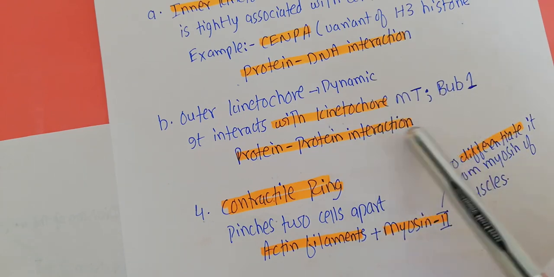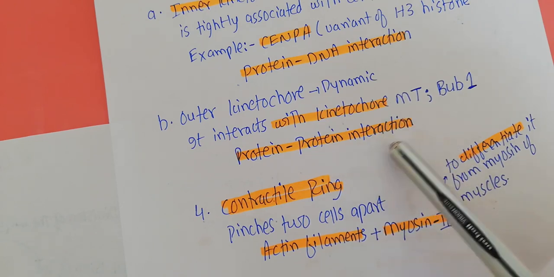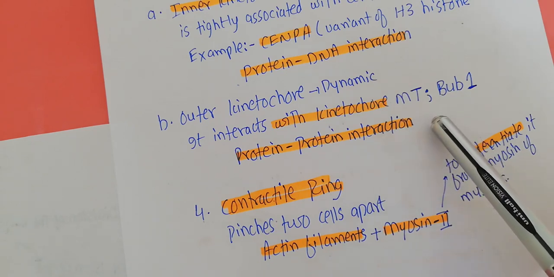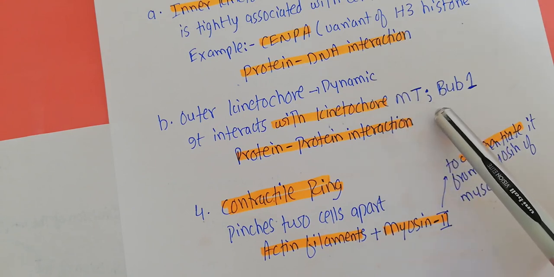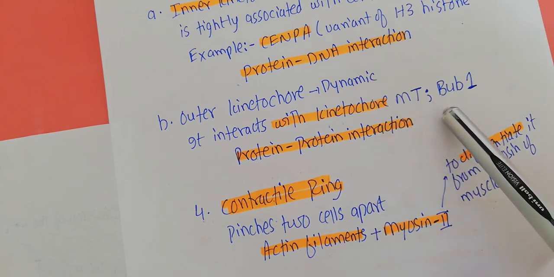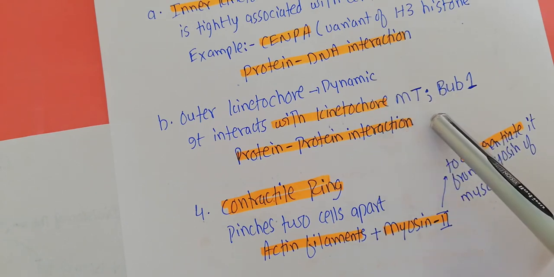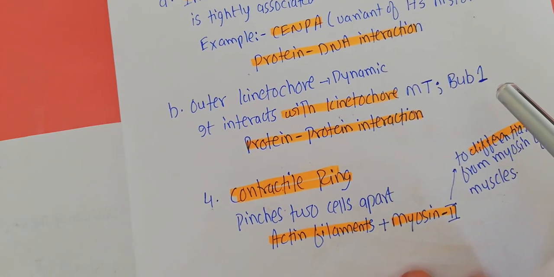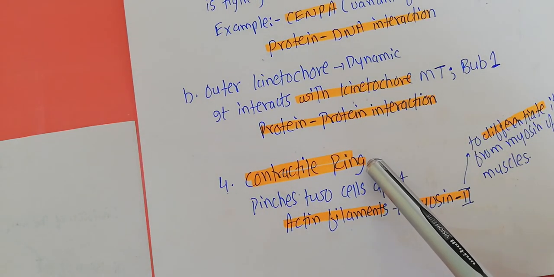If you talk about the machinery, I told you about three things: the centrosome, the microtubules, and the kinetochore. Collectively, they are sometimes called the spindle apparatus. So in the spindle apparatus, you have three subcomponents: the centrosome, the microtubules, and the kinetochore. Another important component of the machinery is the contractile ring.